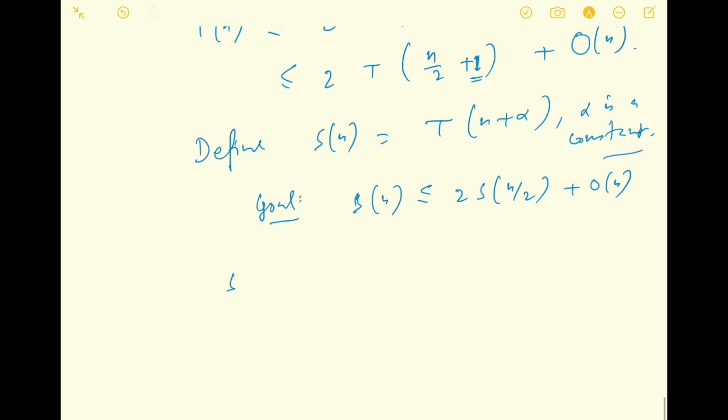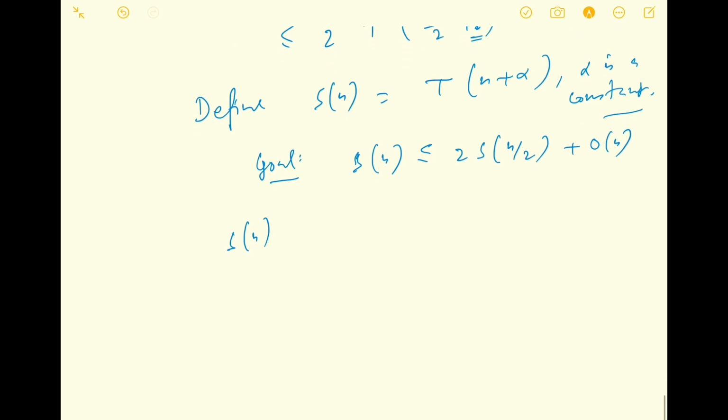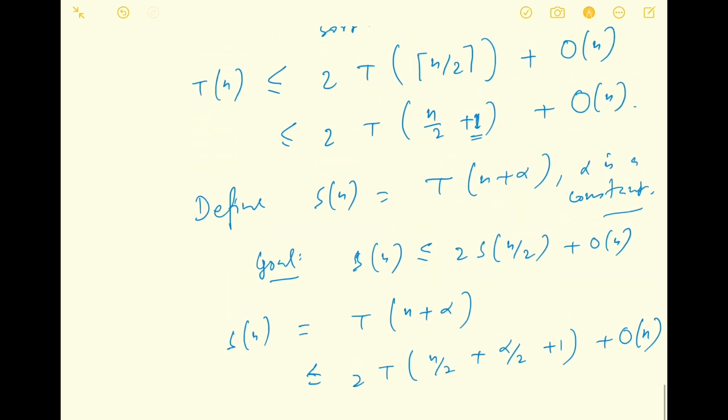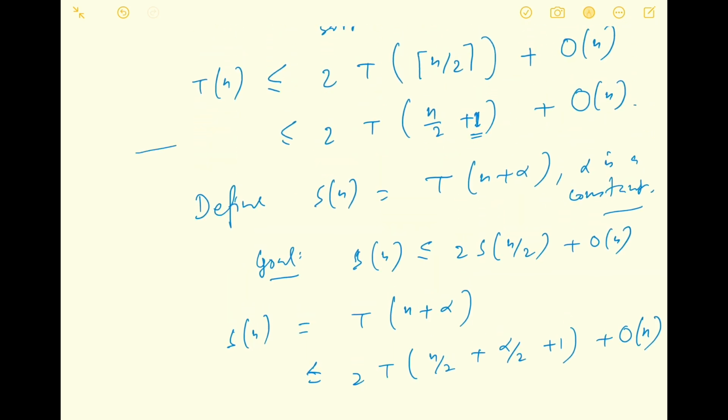Okay, so what is Sn? Let's see what alpha we should choose so that we can do it. Sn is Tn plus alpha. And what is Tn plus alpha? This is 2 T(n/2) plus alpha by 2 plus 1 plus big O of n. Big O of n plus alpha is big O of n. This is from Tn. Just used this.